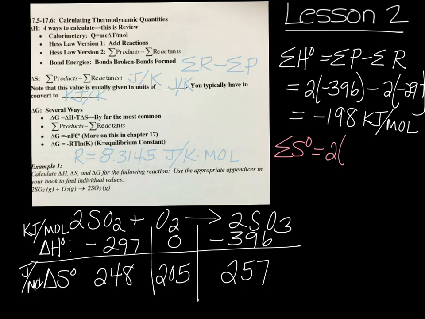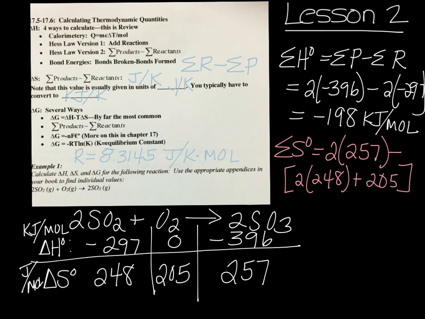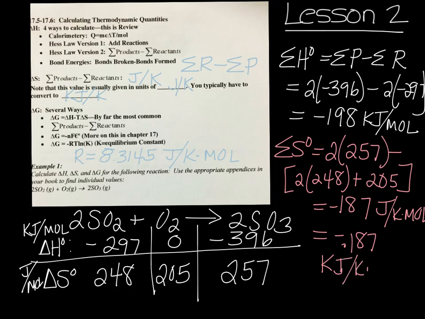I've got 2 times 257 minus, now I've got 2 reactants, 2 times 248 plus 205, because I only have 1 oxygen. And then on that I get negative 187. Remember, this is in joules per Kelvin mole, so I need to change that to kilojoules. Dividing by 1,000, I'm going to have negative 0.187, and that's going to be kilojoules per Kelvin mole.